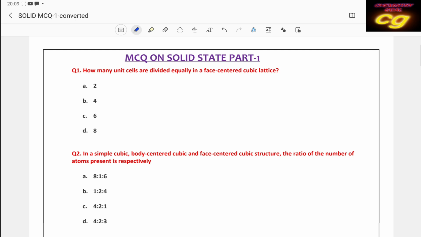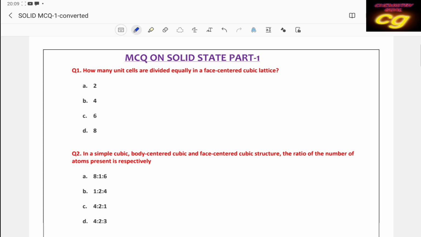The first question is like this: how many unit cells are divided equally in a face centered cubic lattice? Your options are 2, 4, 6 and 8. We have to select which is the correct one.